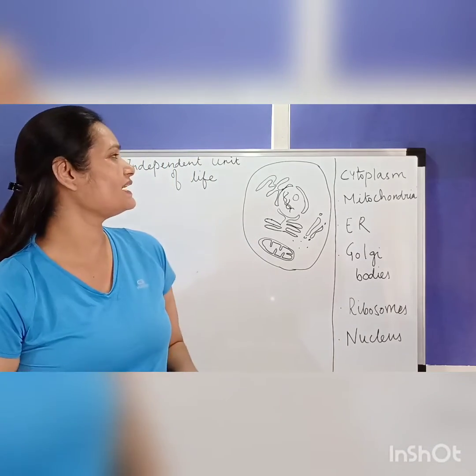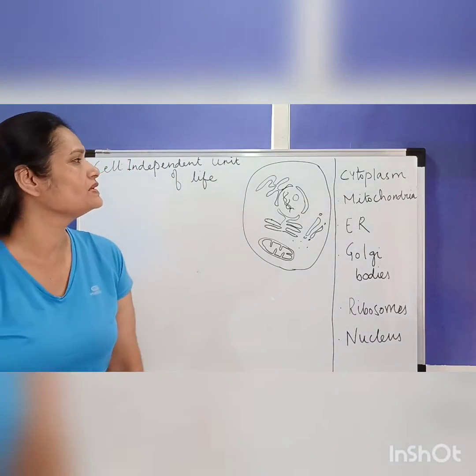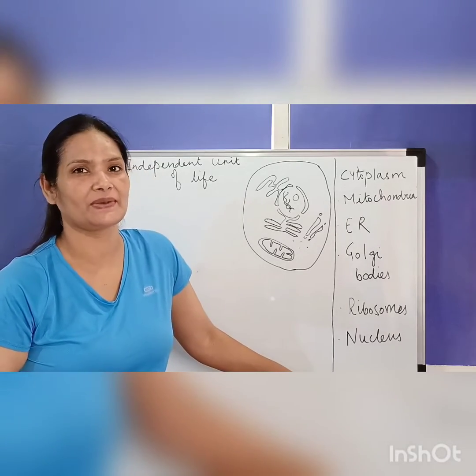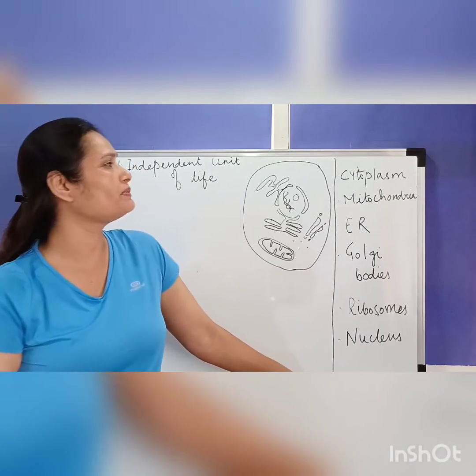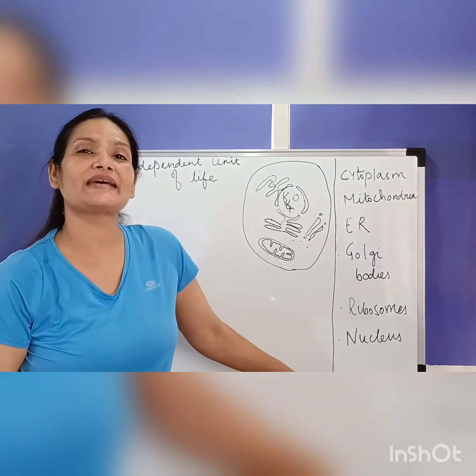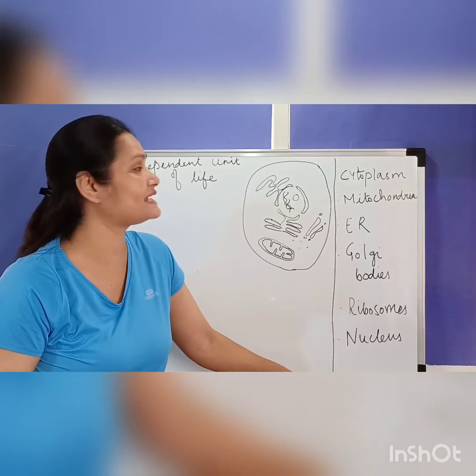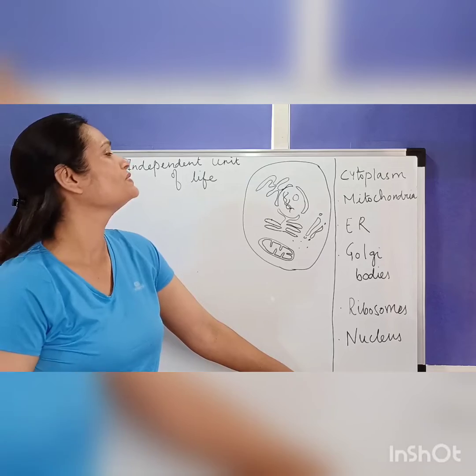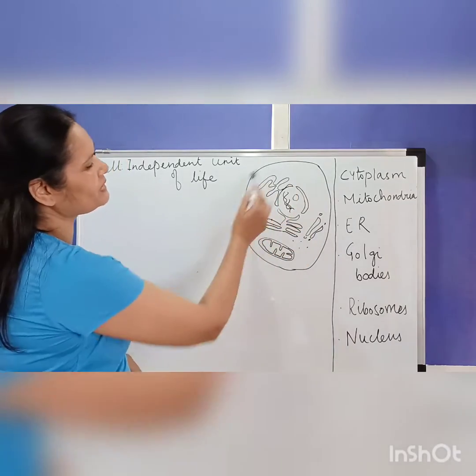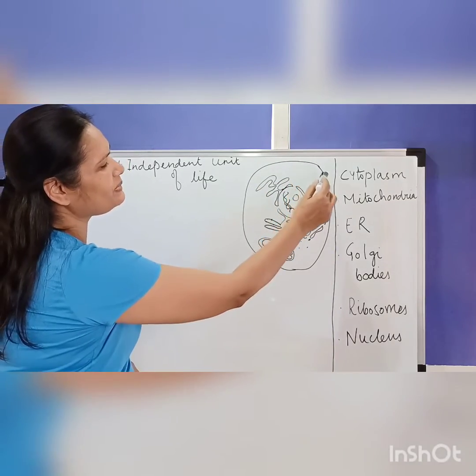And in the previous class, we discussed the plasma membrane and the cell wall, right? And today I'm going to talk about the cytoplasm, which is the site wherein all the metabolic activities take place. So, cytoplasm is the material which is inside the plasma membrane.